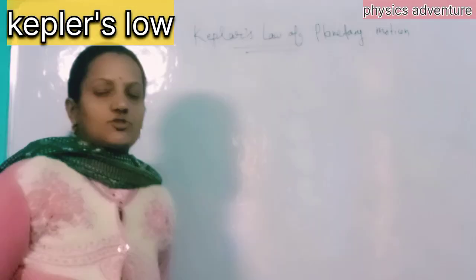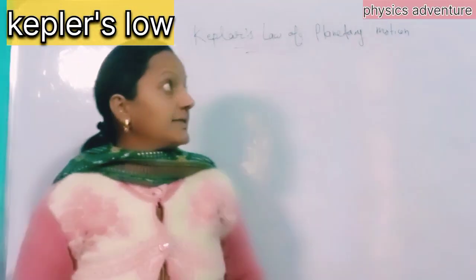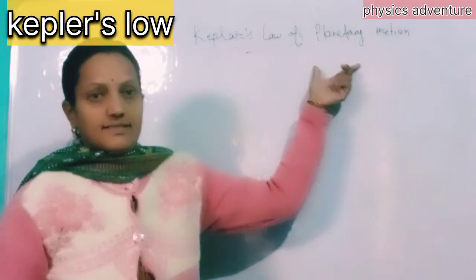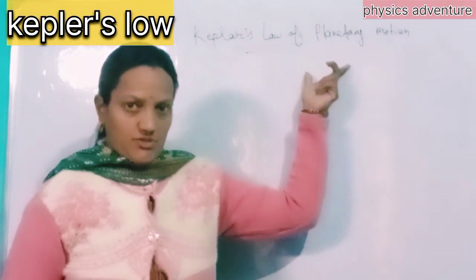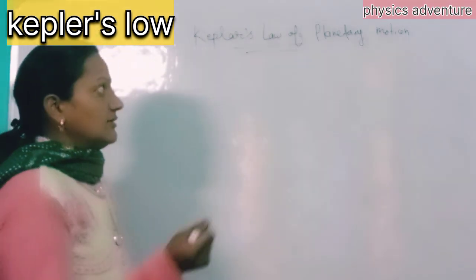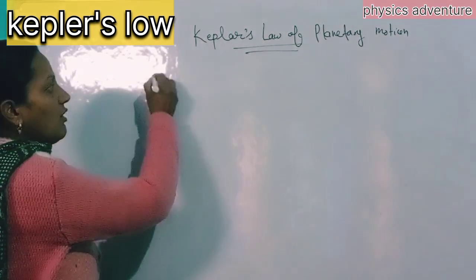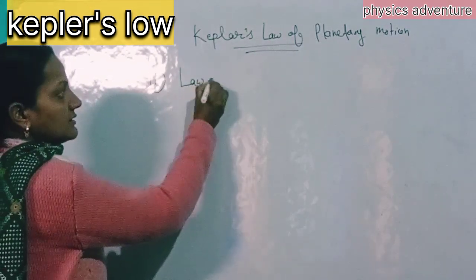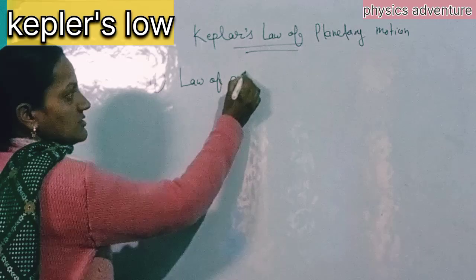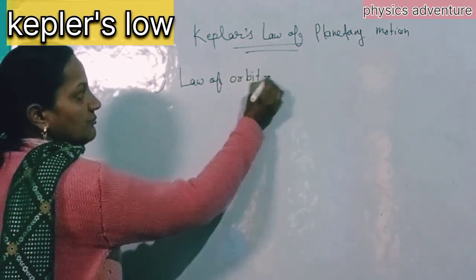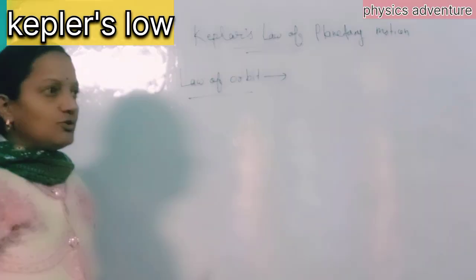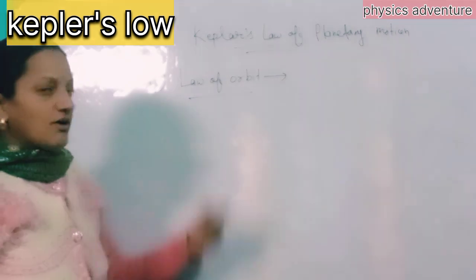Good morning, students. Today we will discuss a new topic, Kepler's laws of planetary motion. It is one of the most important laws. It has three laws, but its first law is the law of orbit. What is the law of orbit?